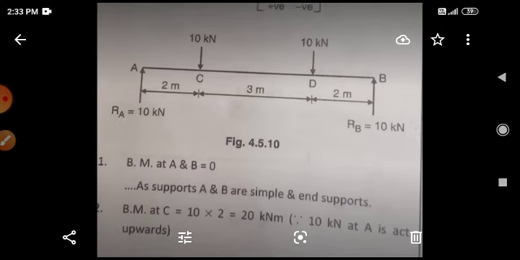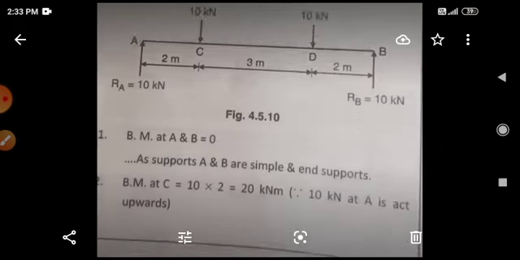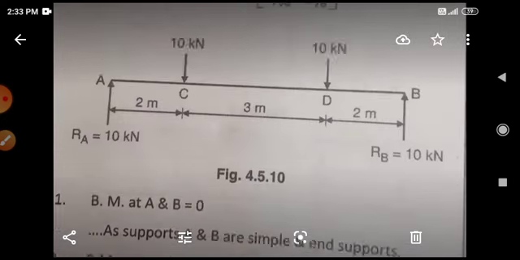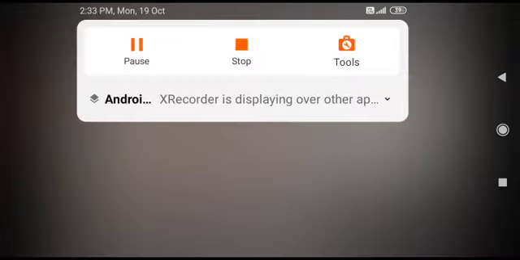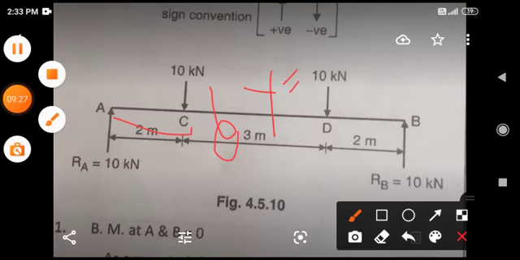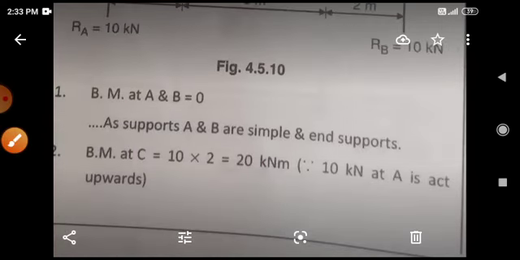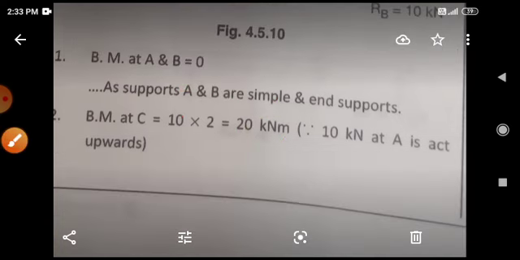Bending moment at A and B is equal to 0, as these are the simple supports. At C it is equal to what? It is equal to 20 kilonewton meter, because this is the distance. Moment is just distance into force, therefore it will be 2 into 10, 20, and it is acting clockwise, that's why we have to consider it as positive. So it is 20 kilonewton meter, which is positive.